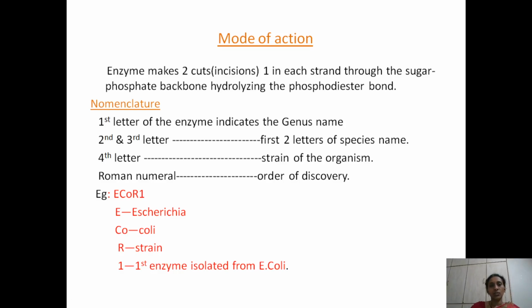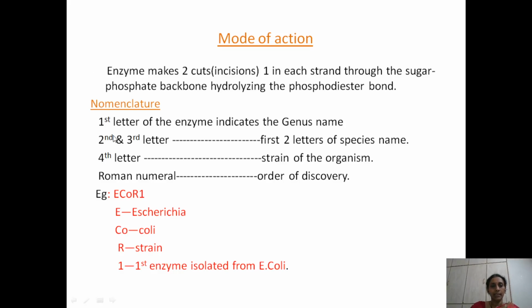Coming to nomenclature, how are these restriction enzymes named after? So there are certain rules to name the enzymes. First letter of the enzyme always indicates the genus name. We know that microorganisms have two names, the generic name and the species name. So the first one is the generic name. So the first letter indicates genus name. For example, for better understanding, let's see EcoR1. EcoR1 is the most commonly or most widely used restriction endonuclease. So capital E stands for Escherichia, which is the genus name of Escherichia coli bacteria.